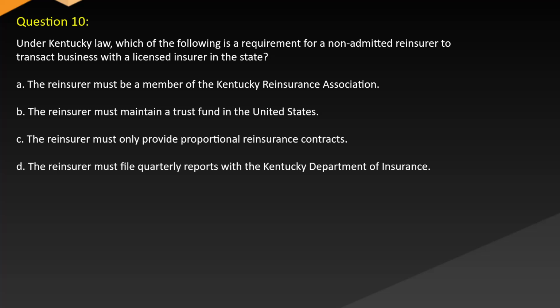Question 10. Under Kentucky law, which of the following is a requirement for a non-admitted reinsurer to transact business with a licensed insurer in the state? A. The reinsurer must be a member of the Kentucky Reinsurance Association. B. The reinsurer must maintain a trust fund in the United States. C. The reinsurer must only provide proportional reinsurance contracts. D. The reinsurer must file quarterly reports with the Kentucky Department of Insurance.